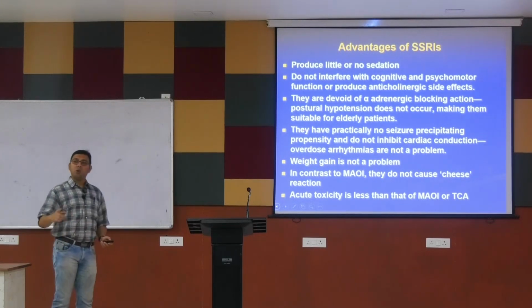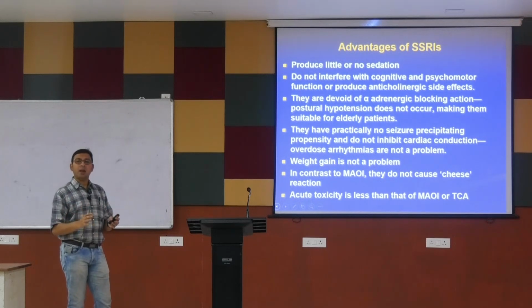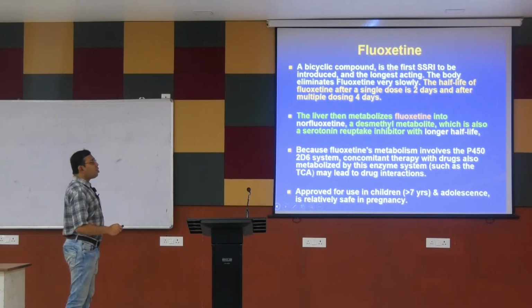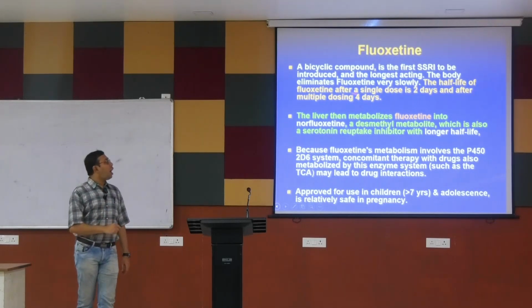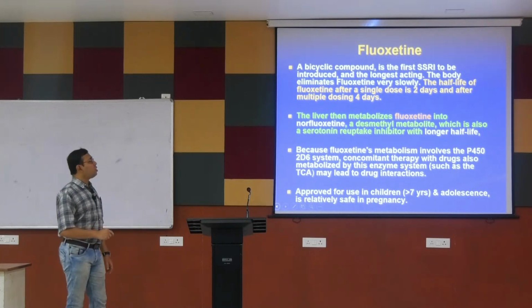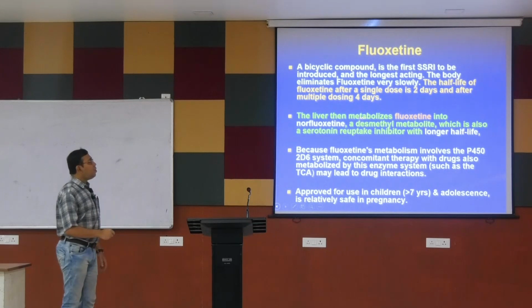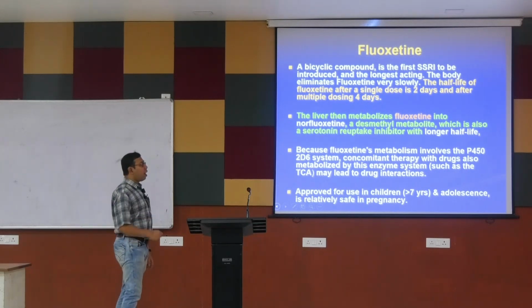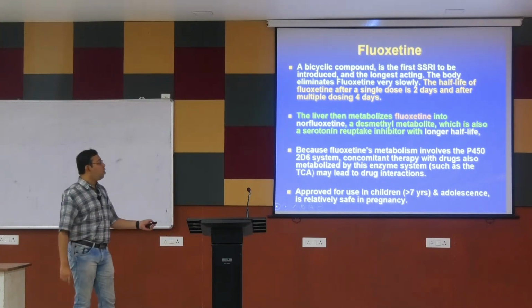Acute toxicity is also lesser, because if a large number of these pills is taken, there is a lesser chance of acute toxicity. Fluoxetine is the first SSRI that was discovered. The half-life after a single dose is 2 days. That's why it is a very long-acting drug. The liver metabolizes it into norfluoxetine, and ultimately this is metabolized out. It also involves the P450-2D6 system.